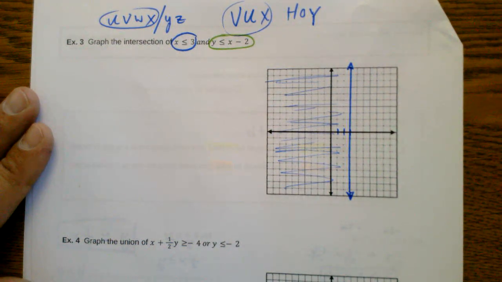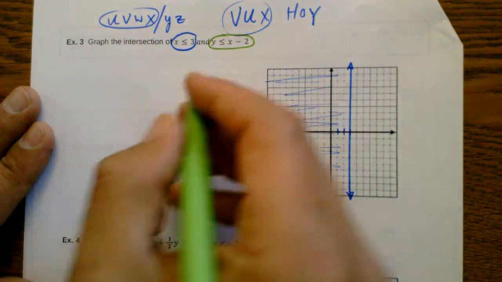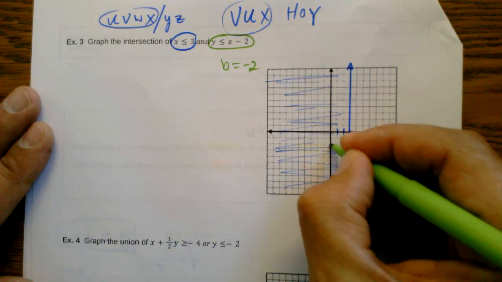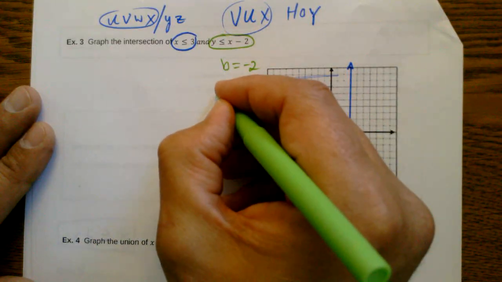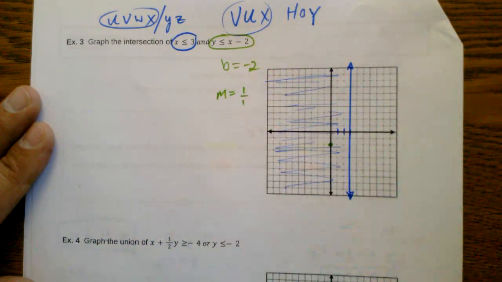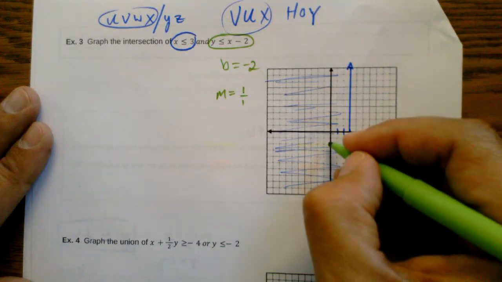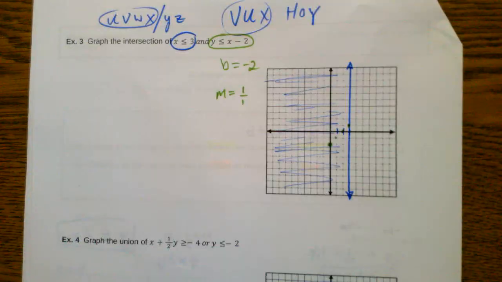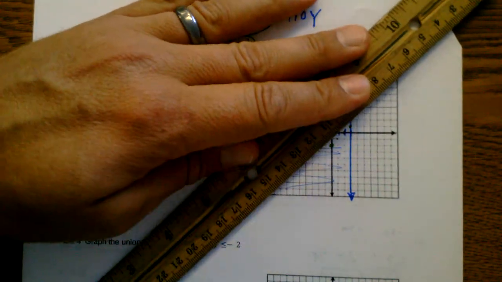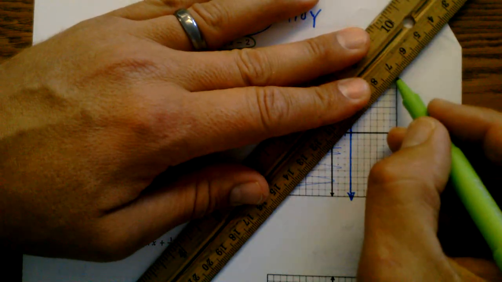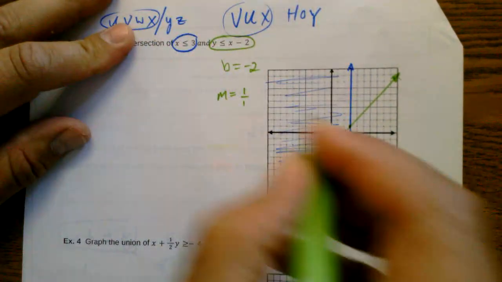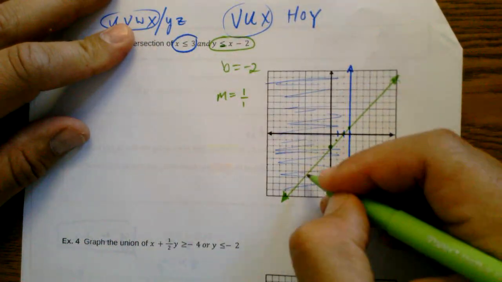Then I'm going to graph this one. I've got y is less than or equal to x minus 2. Again, my b is negative 2. 1, 2. And my slope, if I don't see a number there, I got to know that's a 1. So think 1 over 1. So I'm going to go up 1 over 1, up 1 over 1. We got rise over run. It is equal to, so when I make that line, it's going to be solid, because I have that bar on the bottom.